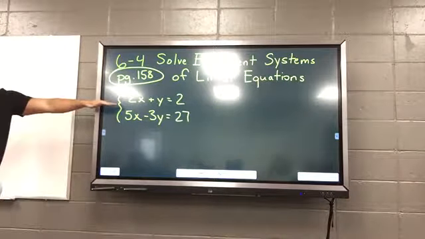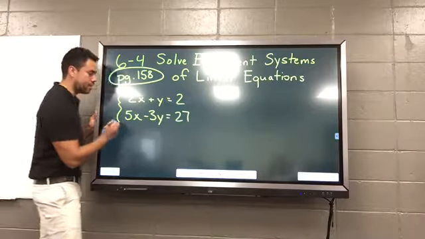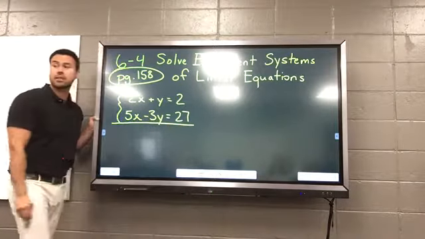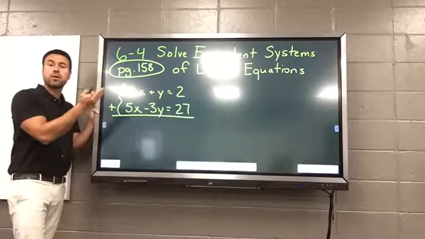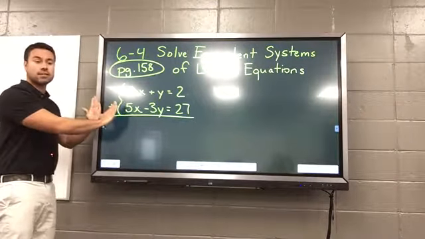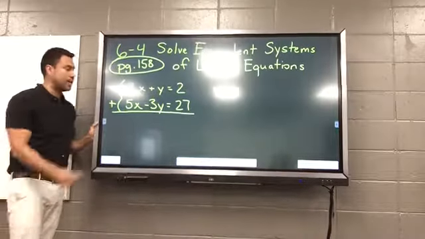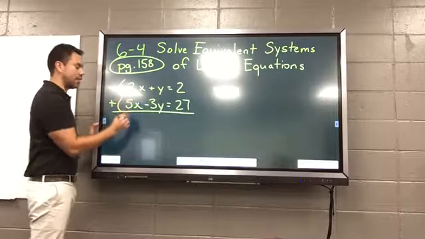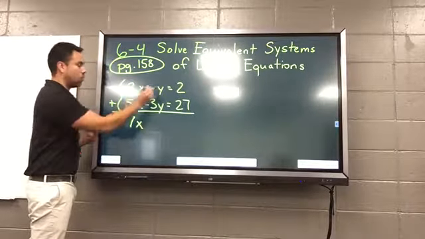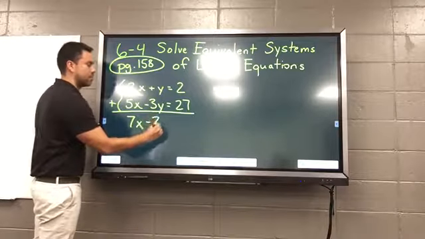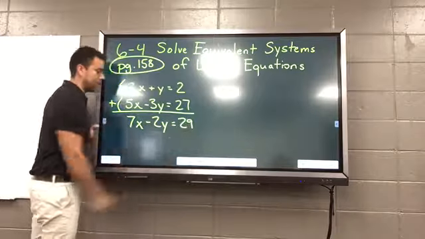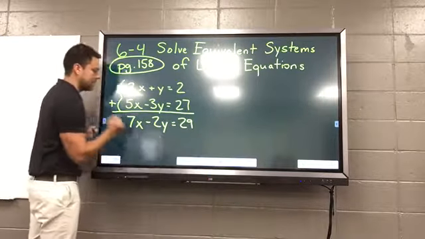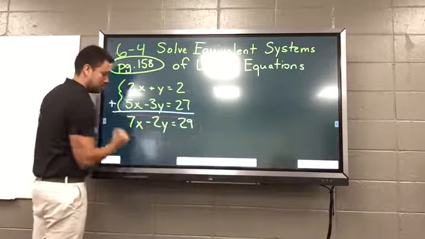If I look at this system right here, if I want to try elimination, do you guys remember what I do with the 2 equations? I can either add them or subtract them. So don't write this down, because I'm going to show you what's happening. If I add them, what's 2x plus 5x? And y plus negative 3y? And 2 plus 27? Does that get me what I wanted? No. Nothing eliminated. That was a bad choice.